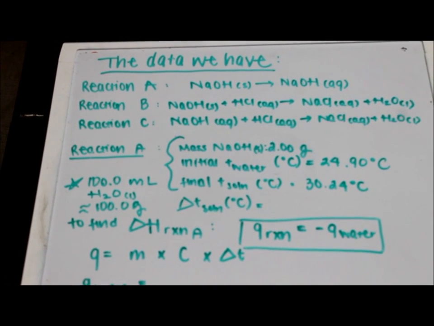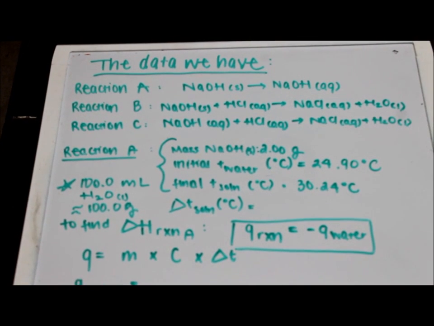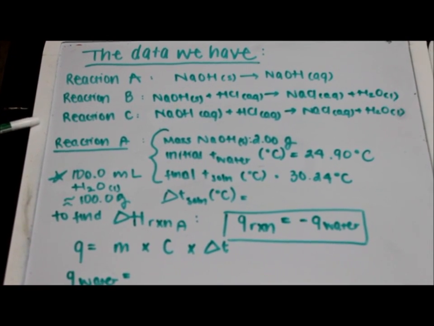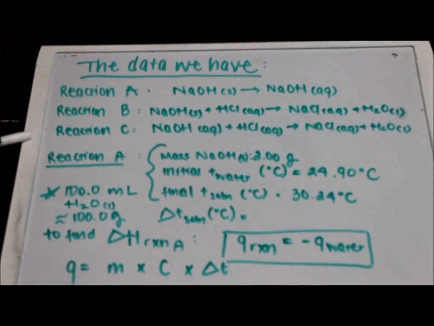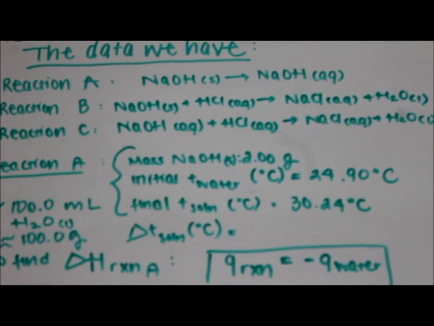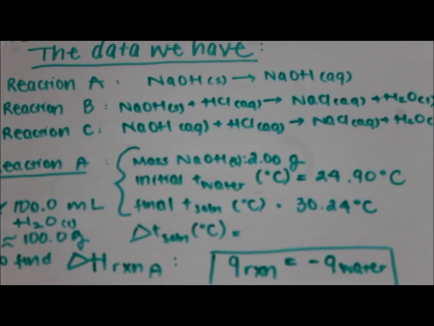So here we're going to start the calculations for the lab experiment we have just done. And here is the data that we have. First of all, these are the equations for the three reactions that were conducted. And we're going to calculate the enthalpy of the reaction for each of the three. So we're going to begin with reaction A.